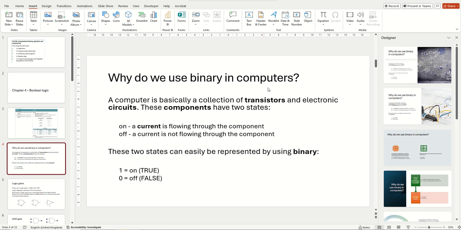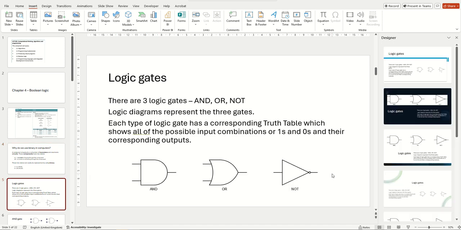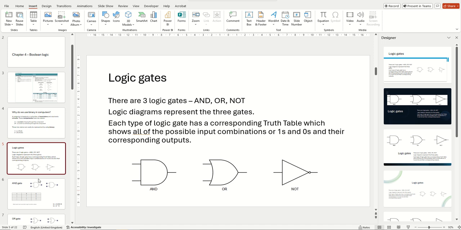That does come up actually occasionally. You get the question, why do we use binary in computers? Just mention transistors or switches. You could talk about ones and zeros being on and off, and you'll get all the marks just for that. I've mentioned the three gates. I've told you what they do.